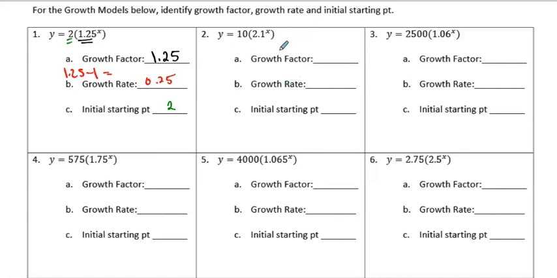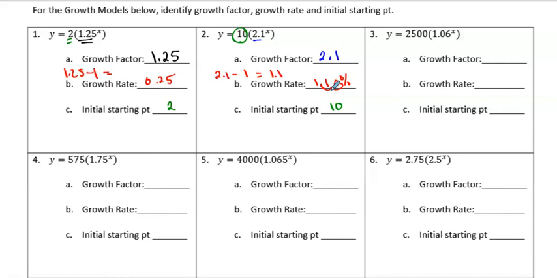All right, so one more. The growth factor, that's the number inside the parentheses, so 2.1. The number being raised to the exponent. 2.1 is the growth factor. The growth rate, well, let's take the 2.1, subtract 1 from it, let's subtract 100%, and you get 1.1. So your growth rate is 1.1, or you can move your decimal over twice and say it's a 110% rate of increase. And then the last one here was the initial starting point. Well, that's always my A value there, and that's the 10 I start with.